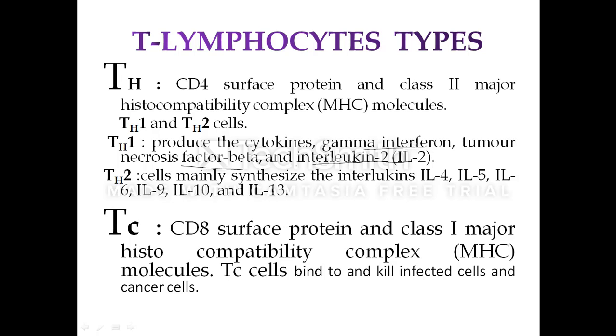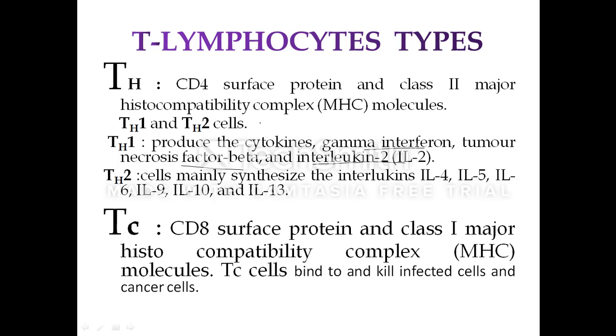Whereas TH2 cells mainly synthesize the interleukins: interleukin 4, interleukin 5, interleukin 6, 9, 10 and 13. The main role of the TH1 cells is to stimulate the cell mediated response, while TH2 cells primarily assist in stimulating B cells to make antibodies.